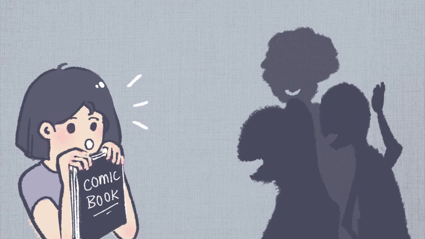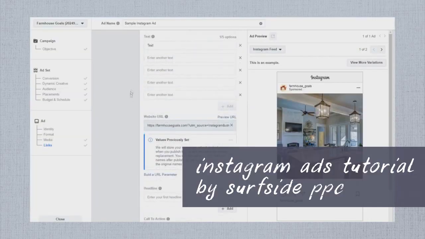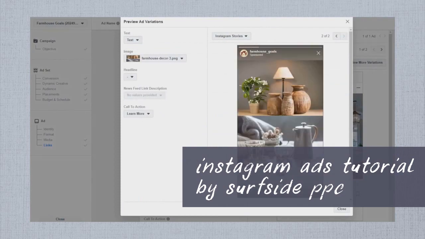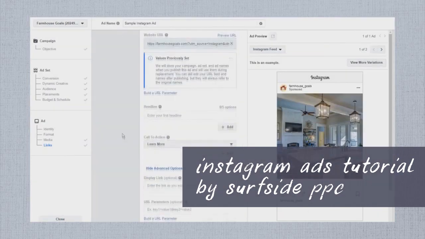And I guess you could do sponsored ads, which is basically paying Facebook, Instagram, or Google, or whatever other platforms you use, to basically pay for promotion. So yeah, that's about it, I guess.